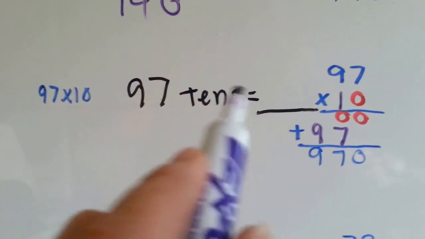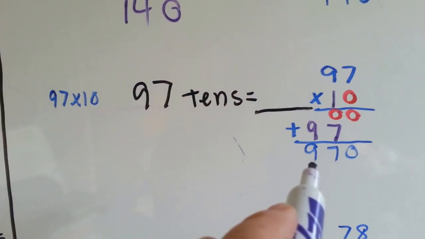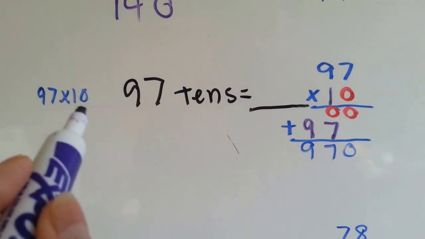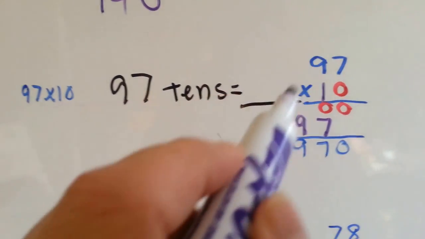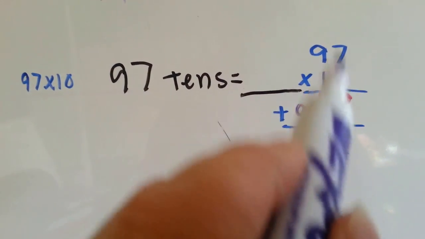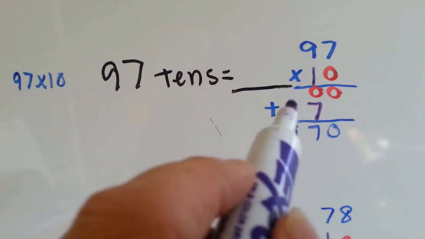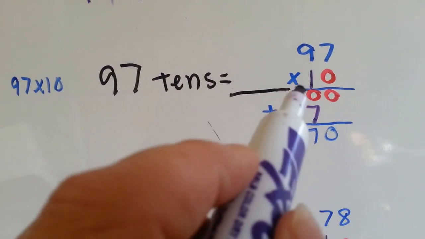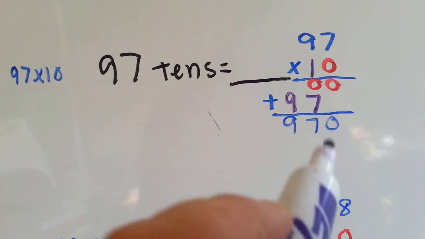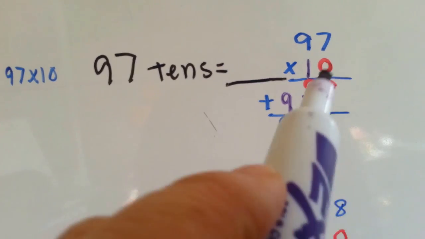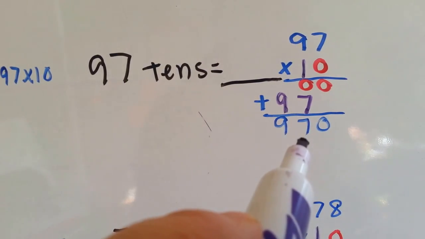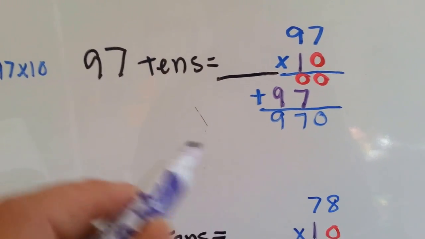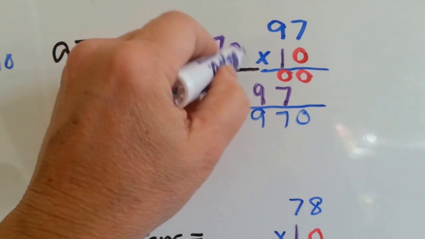So 97 tens would be 970. 97 times 10. See? 97 times 10. 7 times 0. 9 times 0. And then 1 times 7 and 1 times 9. Then we add them. And we get, drop the 0. 7 plus 0 is 7. And we drop the 9. It's 970.